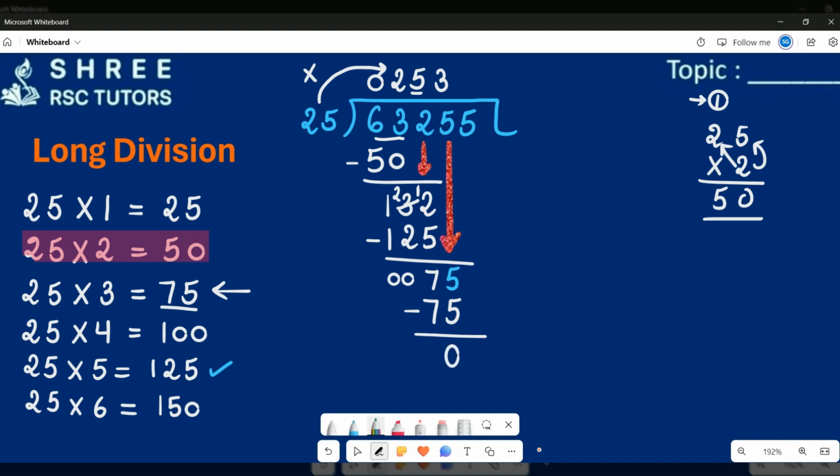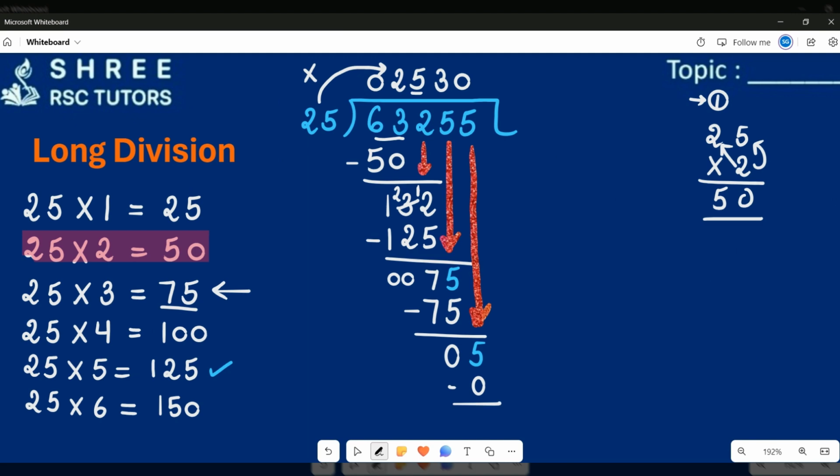It's not the end. We need to take this 5 down. So bring this down. Now it became 5. Now it's a very small number in comparison to this 25. So that means no 25s can go into that 5. So basically it is going to be 0. You will write 0 at the top, 0 down here, and then if you take that away from the 5, it will become 5. So basically, this 5 is going to be my remainder.